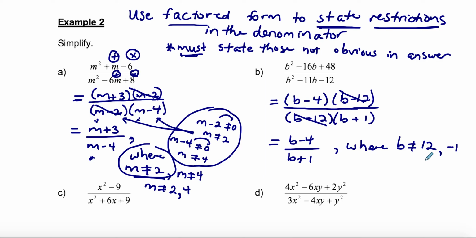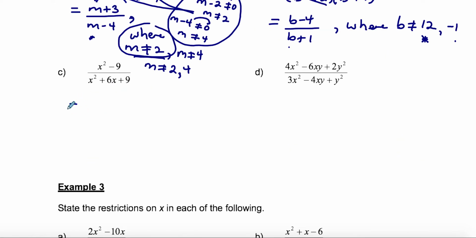So I need you to show me this one for sure. It's kind of optional if you want me to show. If you want to show me that one, I can see that b cannot equal -1 because it still remains in your answer. Okay, this one over here, we've got x squared minus 9.